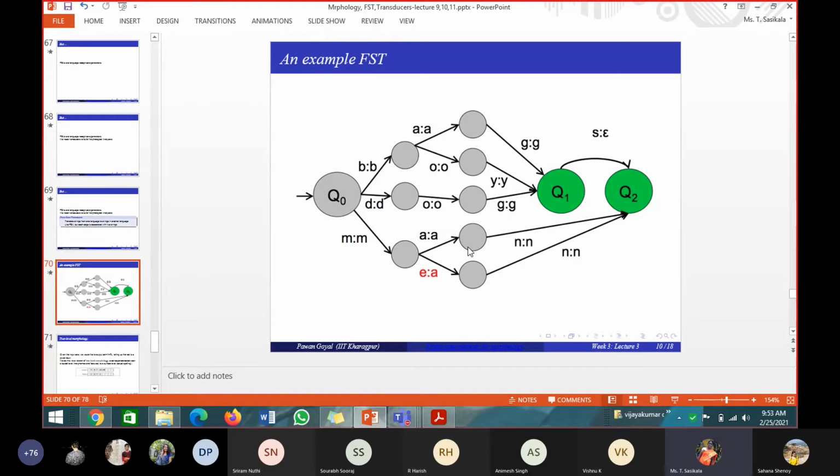Are you able to make out here? If I give a word called bags, what is my lemma? Bag. It is not bags, but I want bag. So how can I get that from a finite state automata? I have to make some modification, that is a transducer. Instead of only having an input character, I will also have the output character.